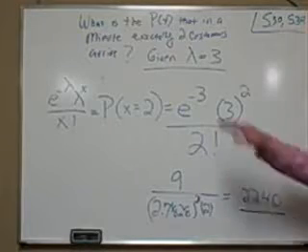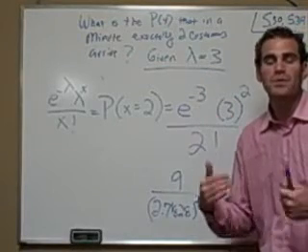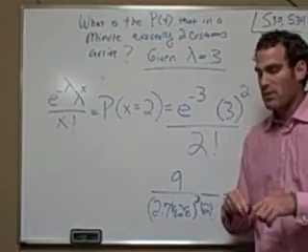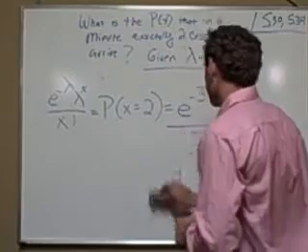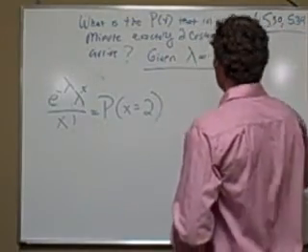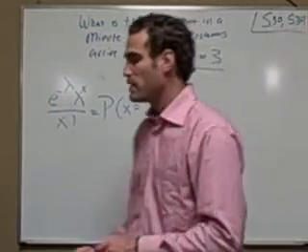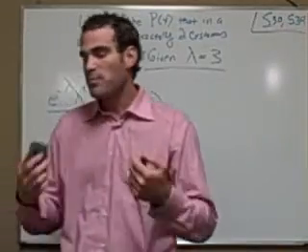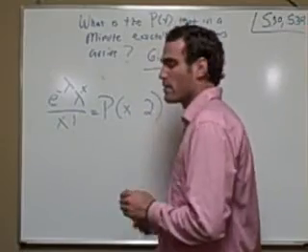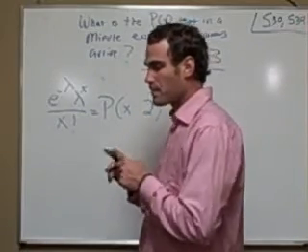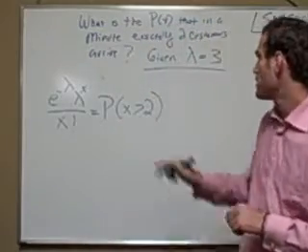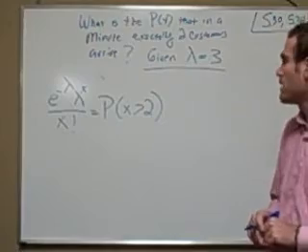22% chance that we have exactly 3 customers come to our kiosk, given that we expect 3. Now, here's a question. What could we do if we wanted to see the probability that more than 2 customers arrive?